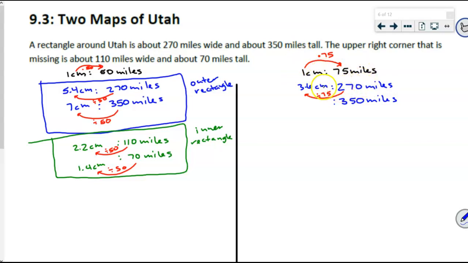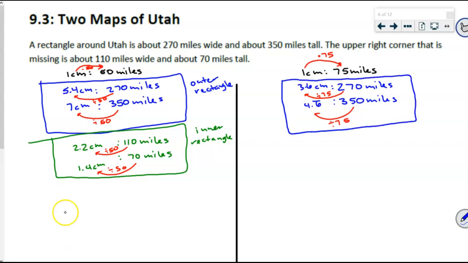Our scale goes from centimeters to miles or miles to centimeters, which means I'm going to follow that exact same process. That 350 is going to be divided by 75. And what do I get, Trace? Yes, 4.6. That 6 is repeating, so 4.6 with a bar. Nice. That's going to be our outer rectangle. Because I don't have a good memory, I'm going to do just that, and then I'll worry about how much I need to cut out. So 3.6 and 4.6 repeating.